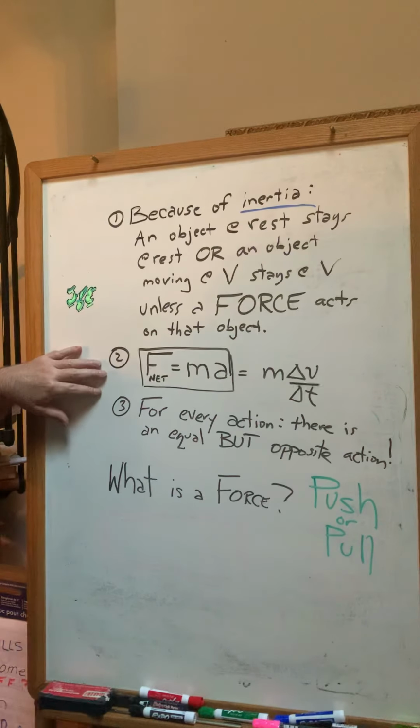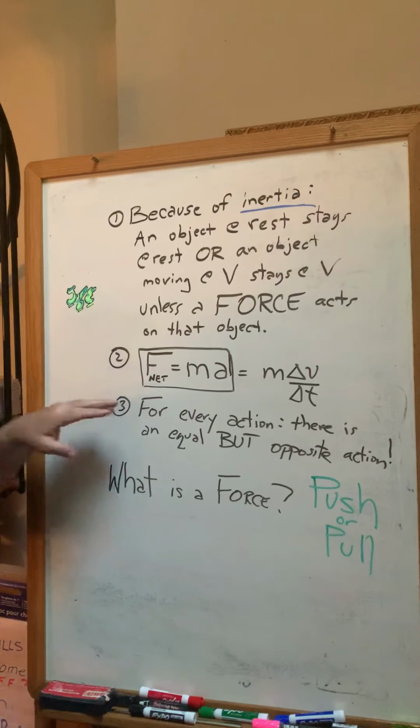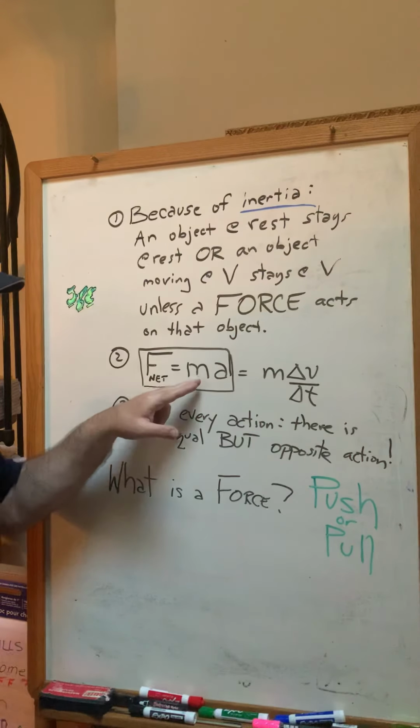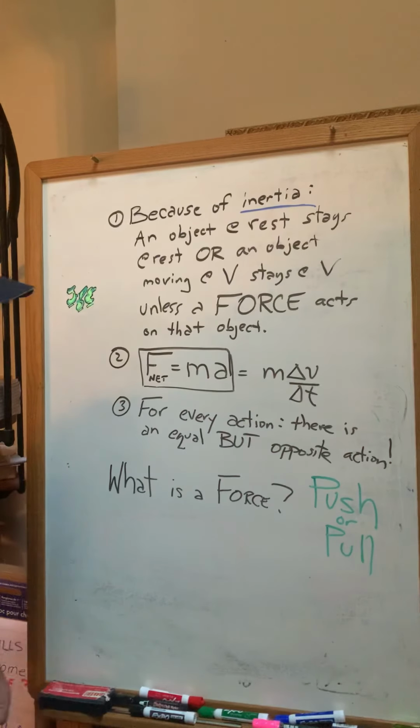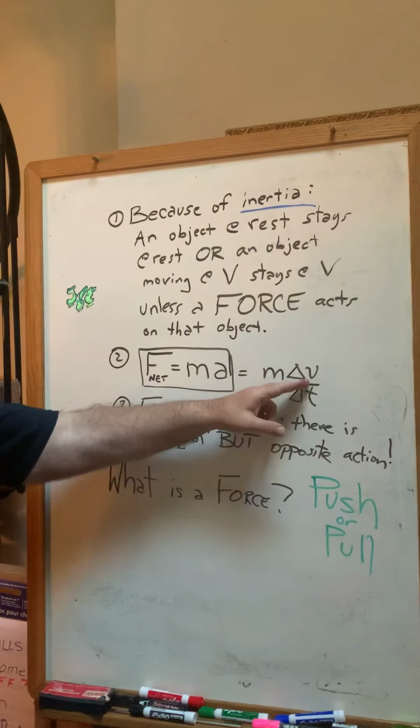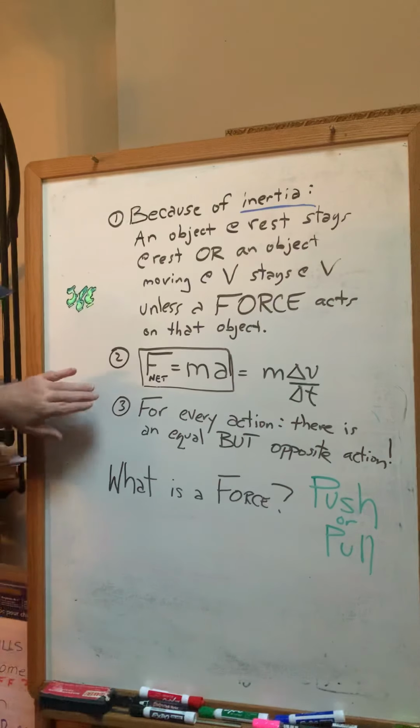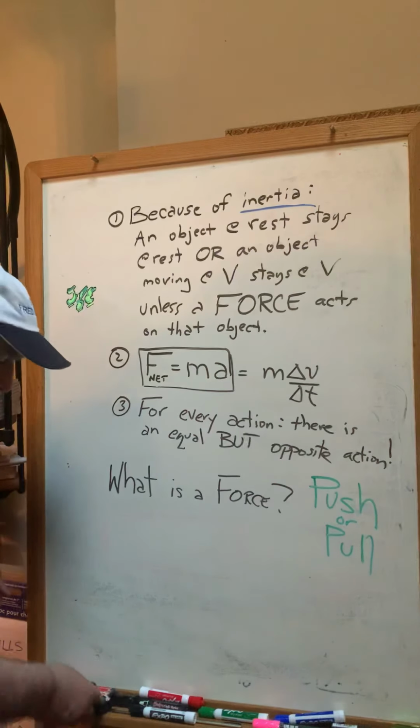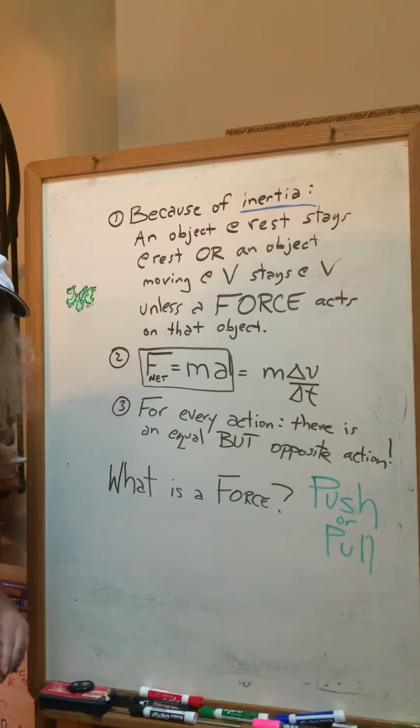Newton's second law is the only equation in the bunch. My wife happens to know this equation. F equals ma. Right, F equals ma. The net force is the mass times the acceleration, where acceleration can be delta velocity over delta time. And the third law is for every action, there's an opposite but equal reaction.